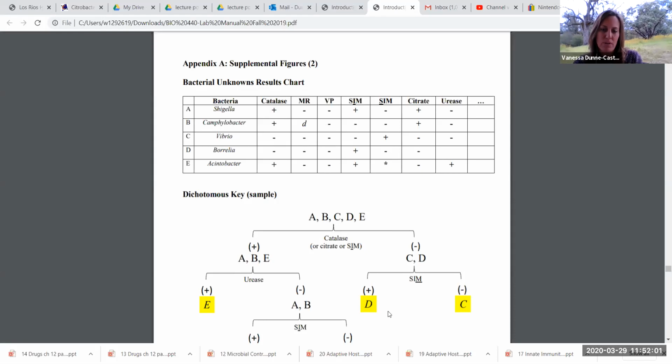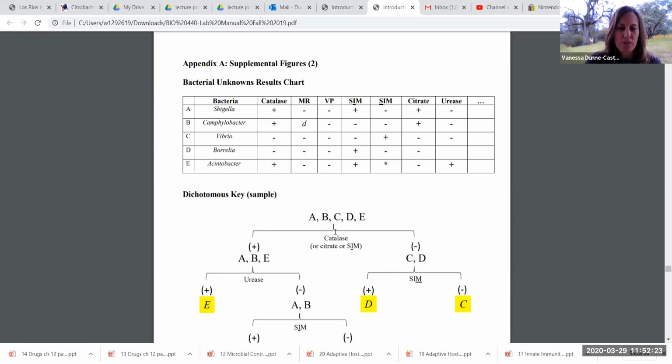because you've identified these organisms based on 2 distinct tests. These organisms, if you want to interpret that, would be both of them are catalase negative and one is motility positive, one is motility negative. And if you look back at the chart, only D, for example, is both catalase negative and motility positive.